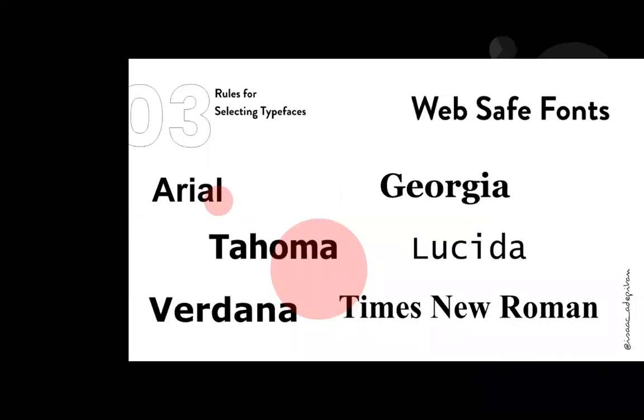So it's advisable to go with web safe fonts. These are examples of web safe fonts. We have Times New Roman, we have Lucida, we have Georgia, we have Arial, we have Tahoma, we have Verdana. I'm not saying you should be restricted to these typefaces, because with the resources I'll give to you, you should be able to make as many pairings as you want. The resources are wonderful.